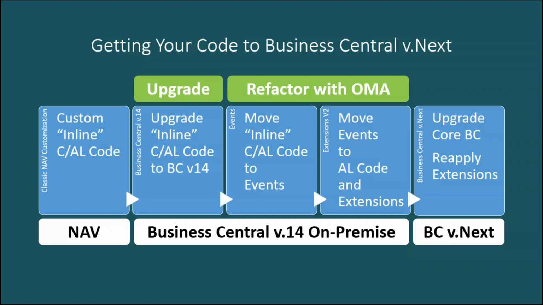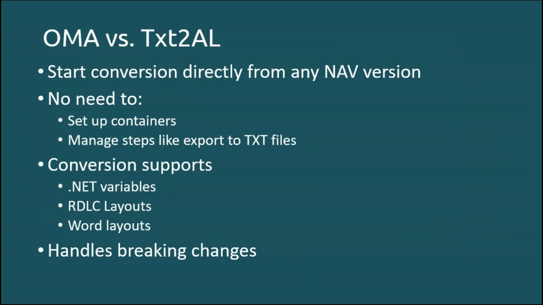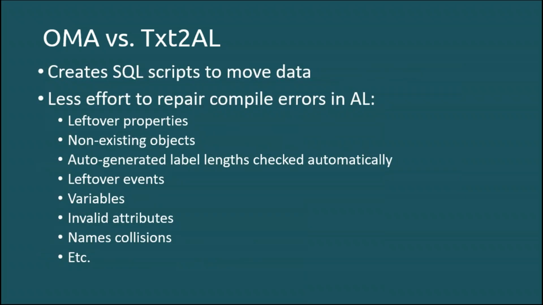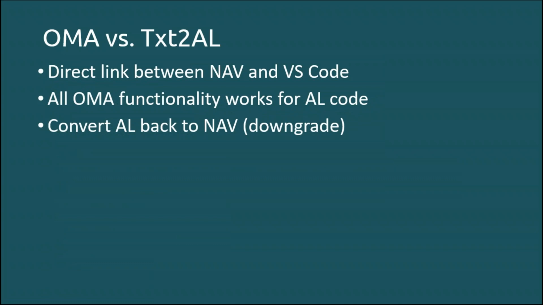Okay, the last couple slides real quick, I'm just going to slide through here. Some people have asked me what's the difference between OMA and text to AL. Lots of different things that you can do. You don't need to set up containers. You can see that we can push a single button and handle it all for you. You also saw that we handled the breaking changes, which is a big thing. All right, we've got the SQL scripts to move the data. Because you've got the OMA tool for refactoring, you can find all the issues and fix them a lot easier. And as you saw from the actual Object Explorer, you can get to VS Code and manage all of it exactly the same way that you used to manage C/Side code in OMA.